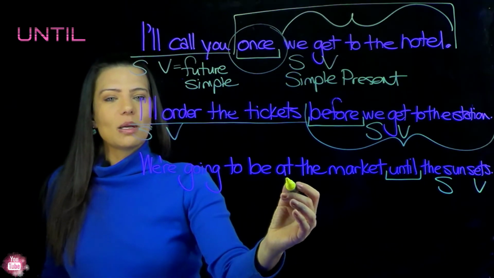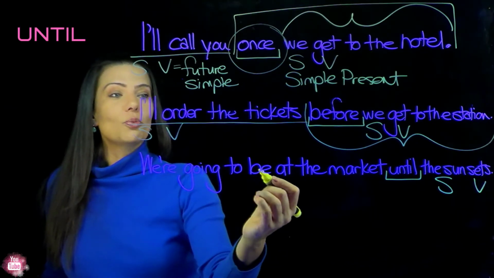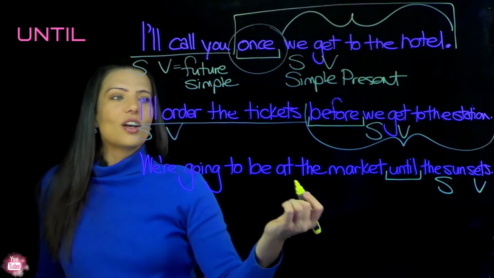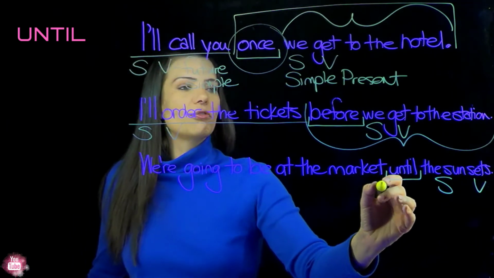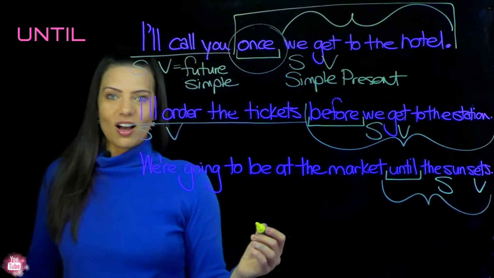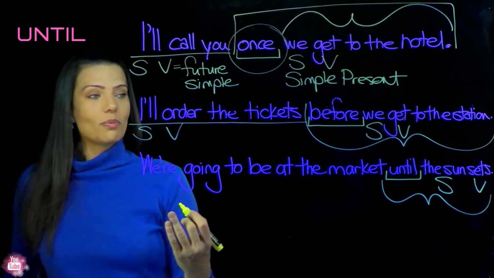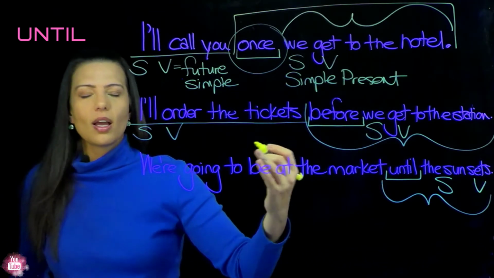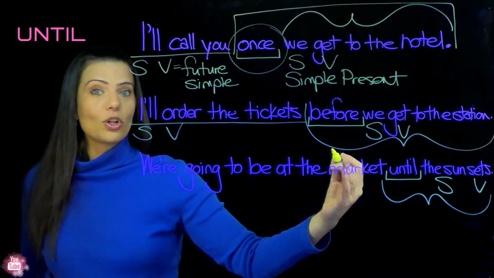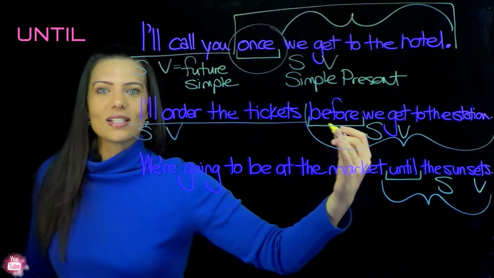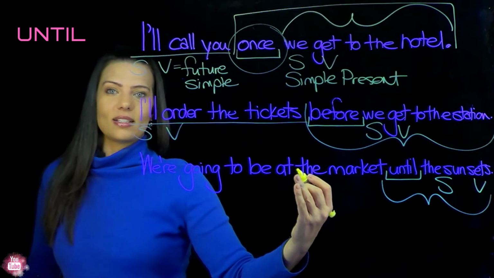The third example here, we're going to be at the market until the sun sets. So in this case here, we have the future time clause, until is the future time word, the sun is the subject, and sets is the verb. This is all written in the simple present. The sun sets. We don't say the sun will set or the sun is going to set.